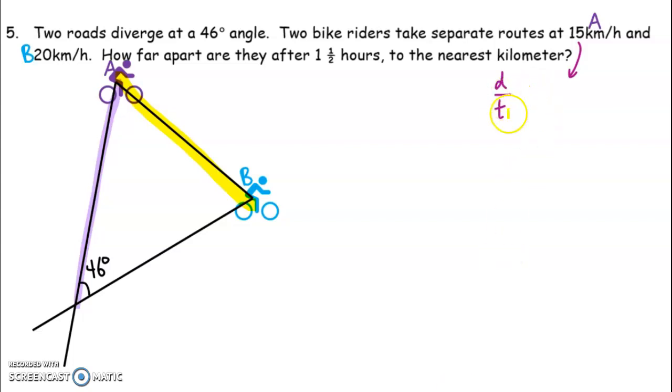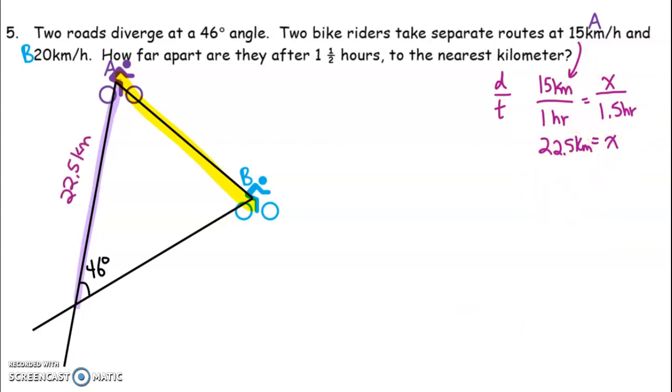So we can do that simple equation just by using a ratio, distance over time. So we know that he travels 15 kilometers in 1 hour. So how much does he travel in 1.5 hours? We can go ahead, use cross multiplication to solve for that, and we get 22.5 kilometers. So we know the distance that this guy travels is 22.5 kilometers.